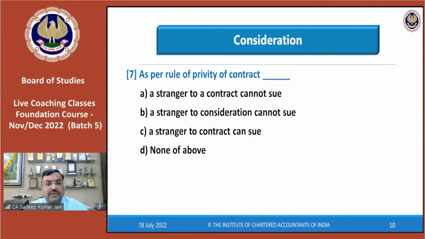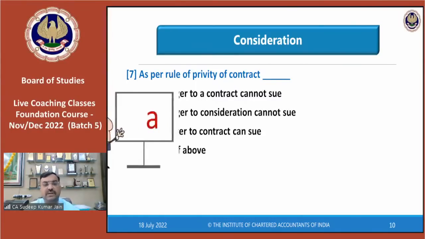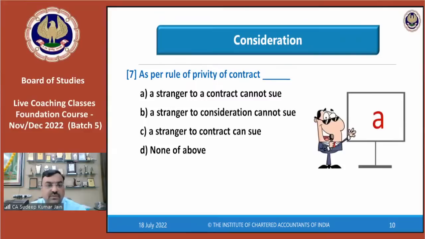Next. As per the rule of privity of contract, a stranger to a contract cannot sue, a stranger to consideration cannot sue, a stranger to contract can sue, none of the above. The answer is, as per the rule of privity, a stranger to a contract cannot sue.